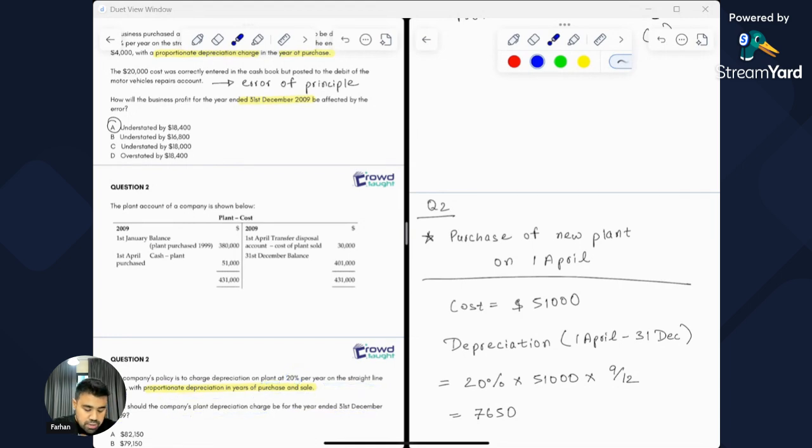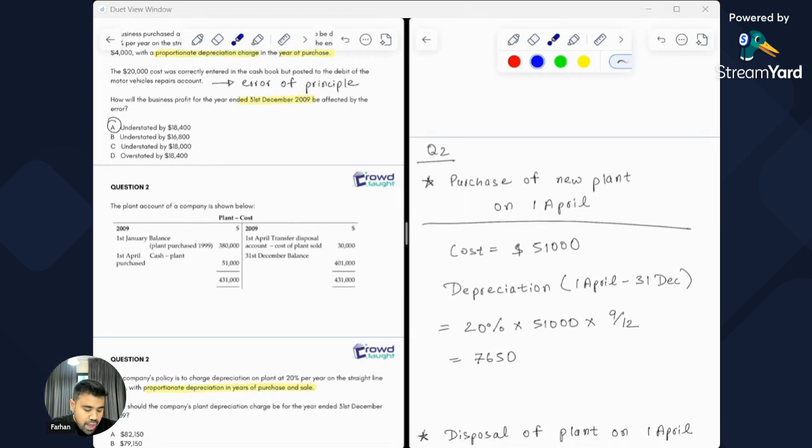All right, so let's look into the ledger account that we are given. And because this is a non-current asset account, which is the plant at cost, we know that all purchases of assets and the opening balance of asset are to be reported on the debit side, and all disposals of asset and closing balance of asset are to be reported on the credit side. So let's look into the debit side. So we know that on the 1st of April 2009, we have purchased a new plant using cash, and the cost of the plant that we have purchased was $51,000.